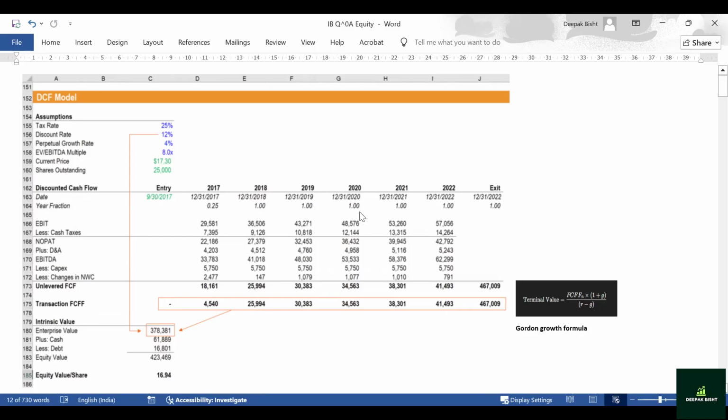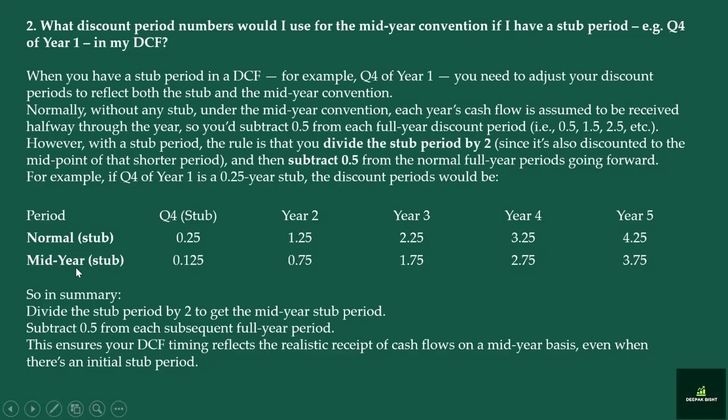So this was the normal and mid-year stub. Now understand this thing. What I have done is, from 1.25, I have subtracted 0.5. Here also I have subtracted 0.5. Here also I have subtracted 0.5.